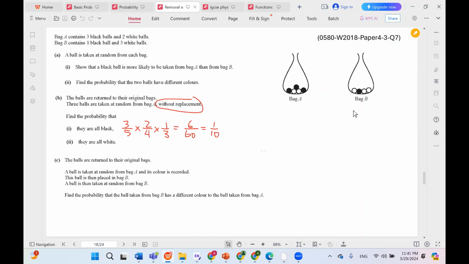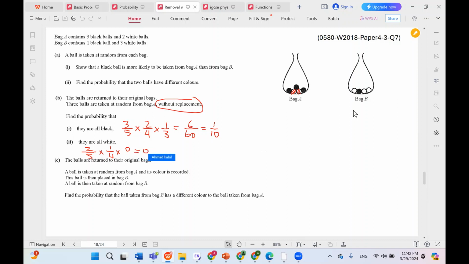Now, let's take the first white ball out. So we have 2 white balls out of a total of 5. And then after taking the first white ball out, we can cross out 1 white ball. We now have 4 balls in total, and 1 of them is white. So this would be 1 over 4. And then after taking the second white ball out, we no longer have any white balls in the bag. So the third probability is going to be 0. You can say 0 over 3, or you can just say 0. It doesn't really matter. So the answer here is going to be 0.